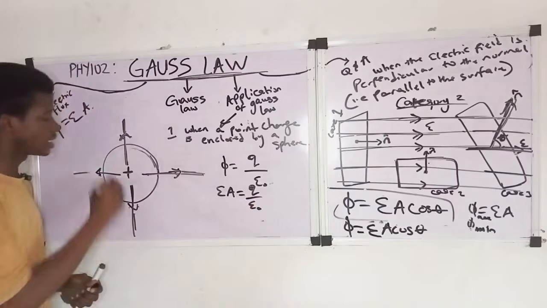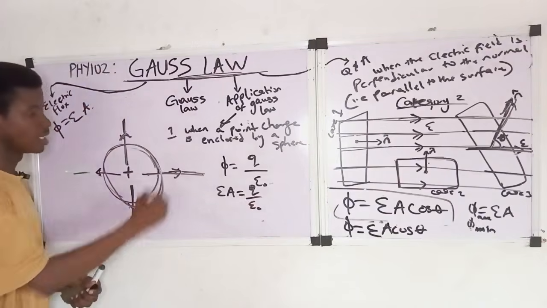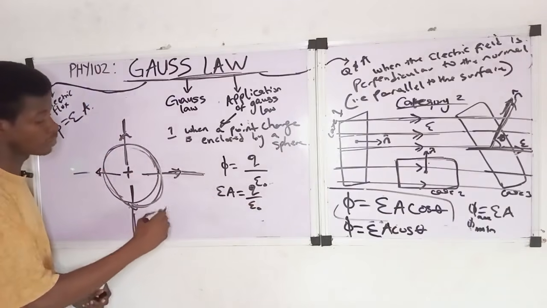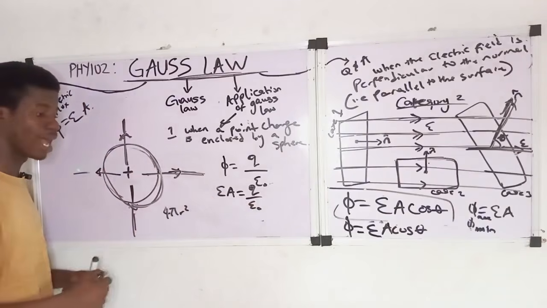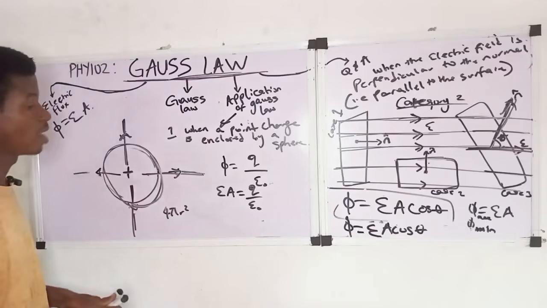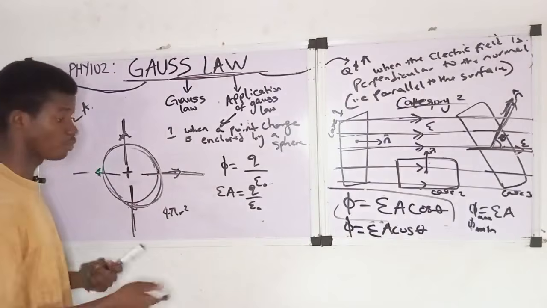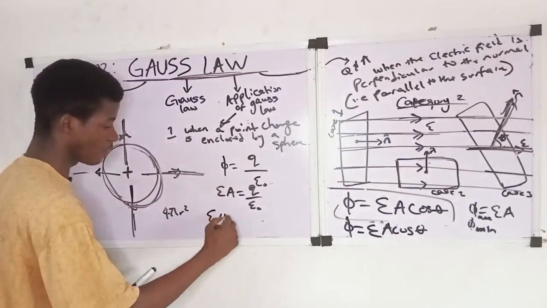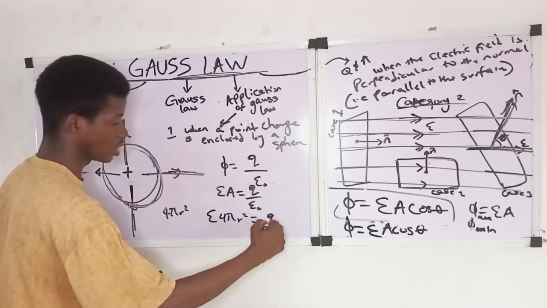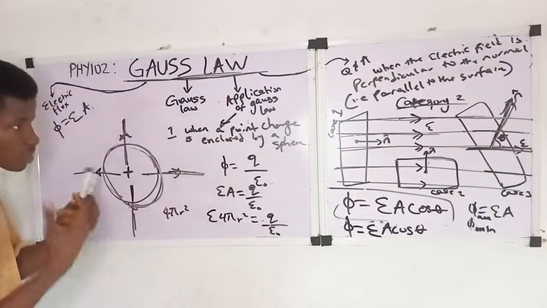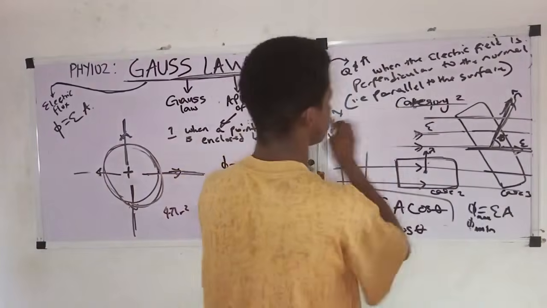Epsilon naught. Now, since this is a sphere, what is the area of the sphere? It's 4 pi r squared, right? So in the place of area, we'll put 4 pi r squared. So E times 4 pi r squared is equal to the charge enclosed divided by epsilon naught.